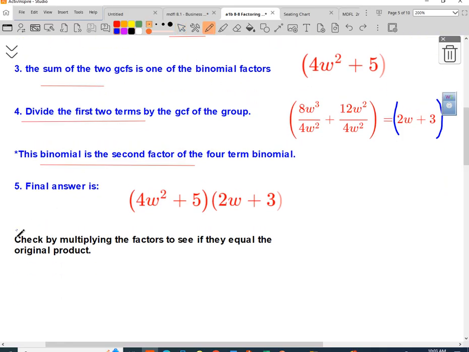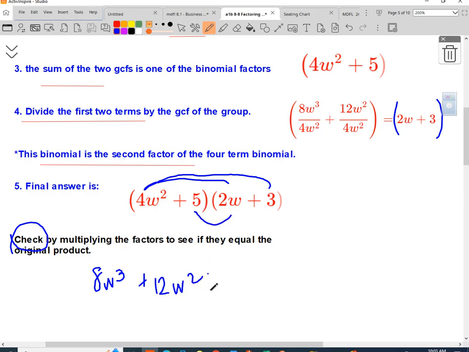So if you want to check on a test, if you have enough time, you're going to go back and check. You just multiply. Let's see if we get what we started with. 4w squared times 2w is 8w cubed. You're writing what I'm writing. 4w squared times 3 is 12w squared. 5 times 2w is 10w. And 5 times 3 is 15. Is that the four-term polynomial we started with?